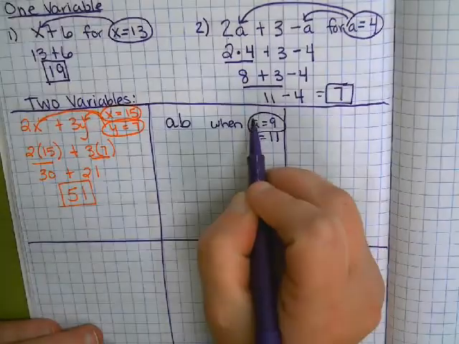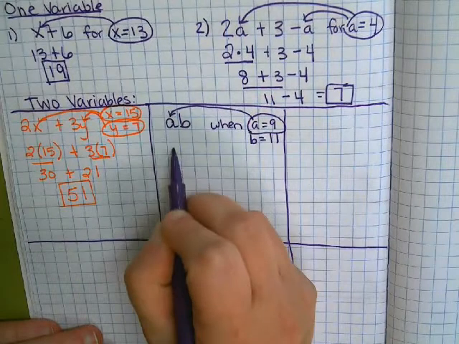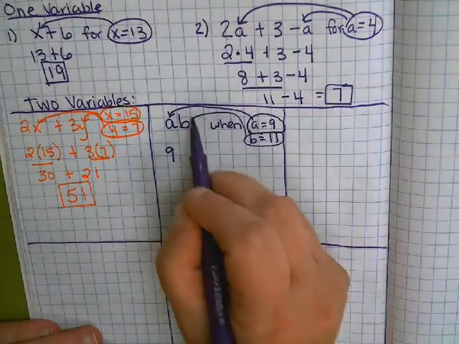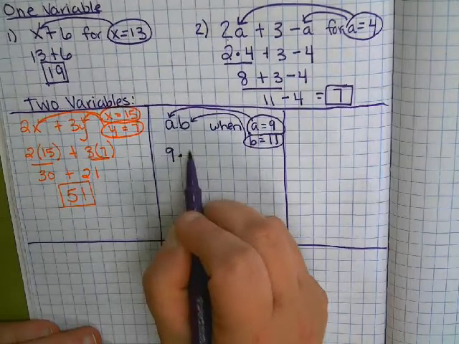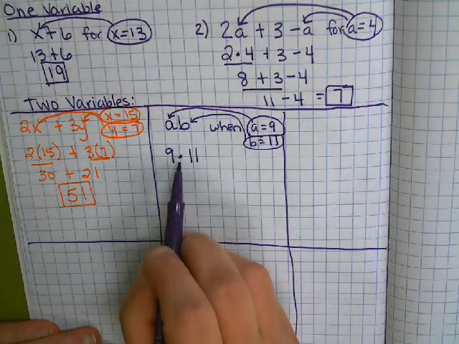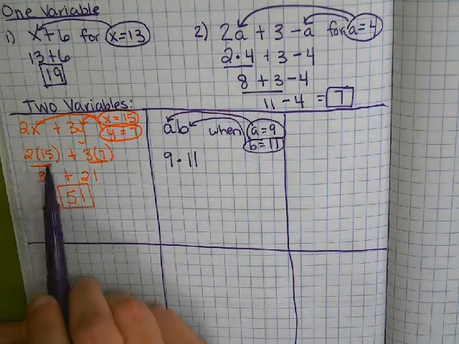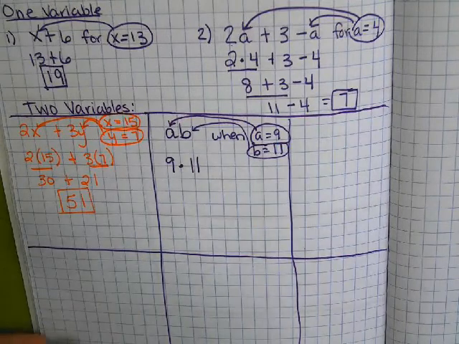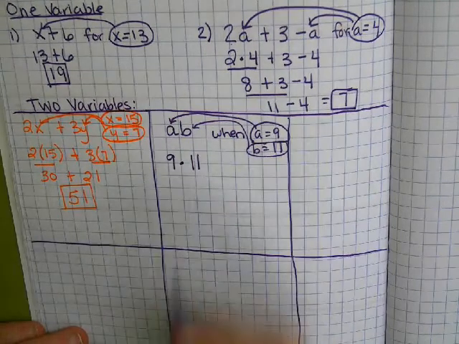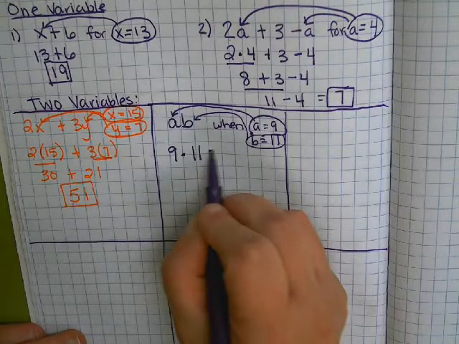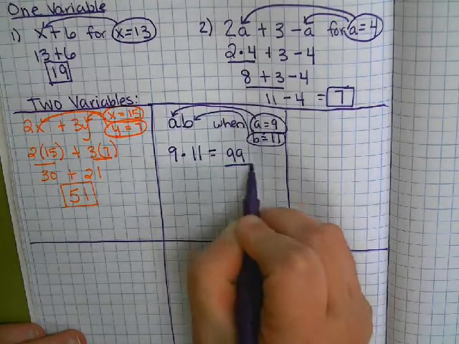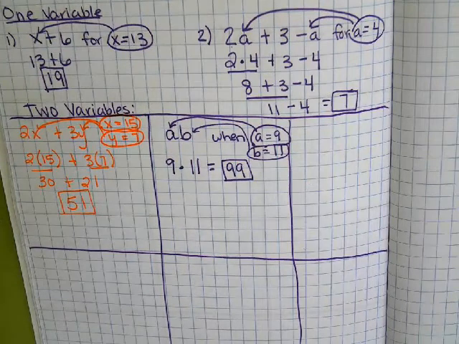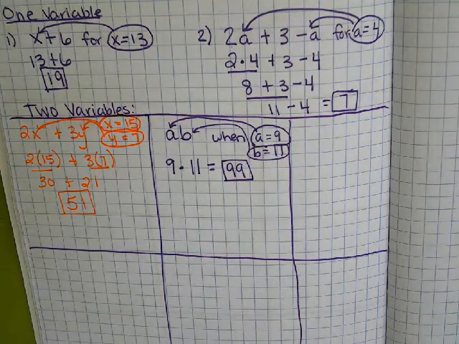The A goes where the A is, 9, and the B goes where the B is. And remember, that is multiplication. So you can show that with a dot, you can show it with parentheses, but we are not using the X anymore because we have the letter X in there. So only the dot or parentheses. And then 9 times 11 is 99. Awesome. Let's try another one.